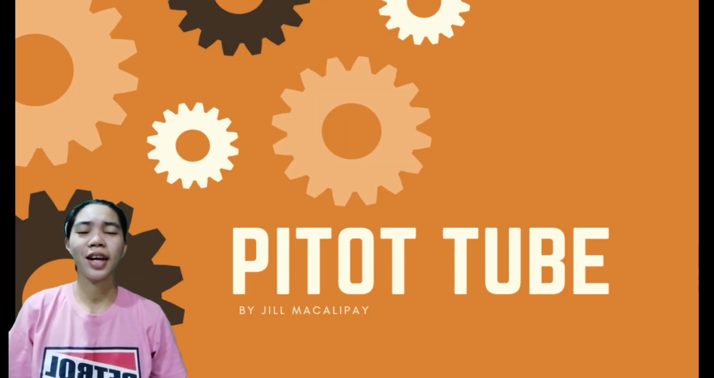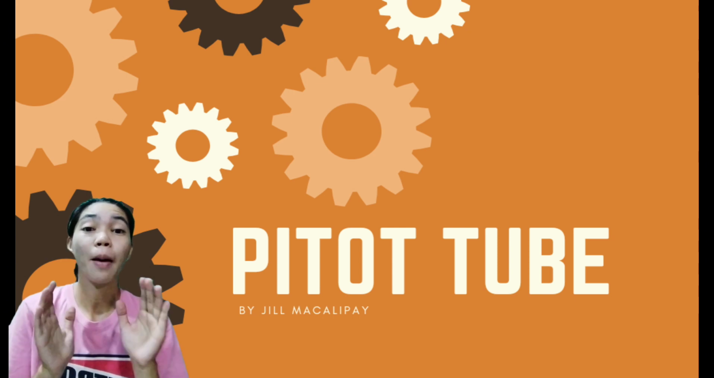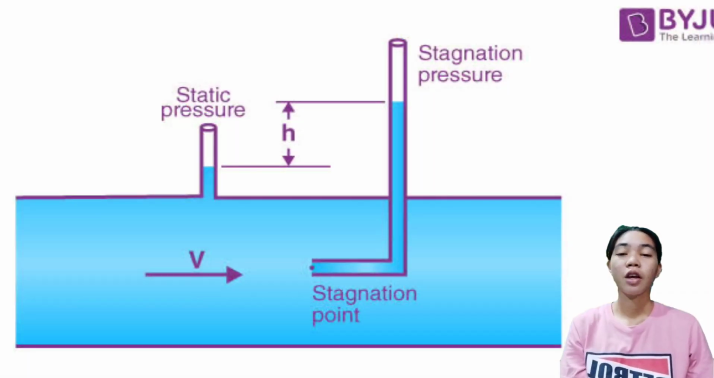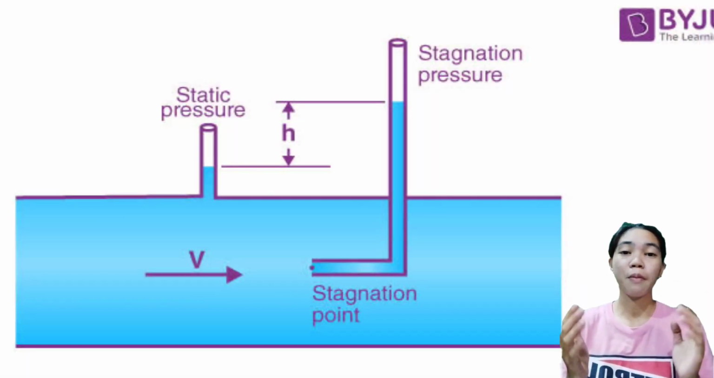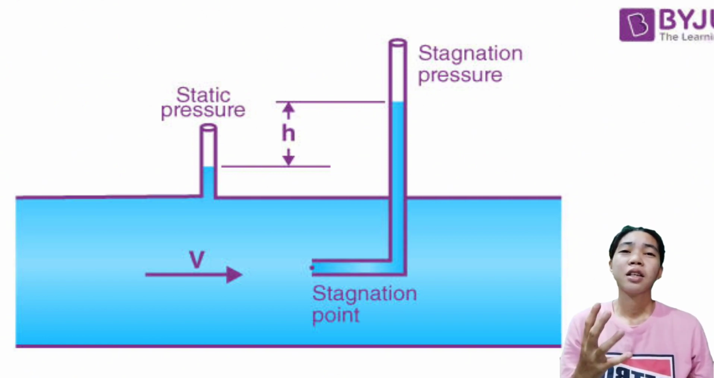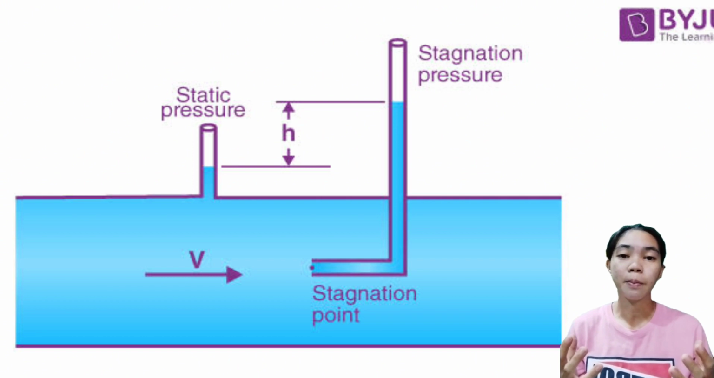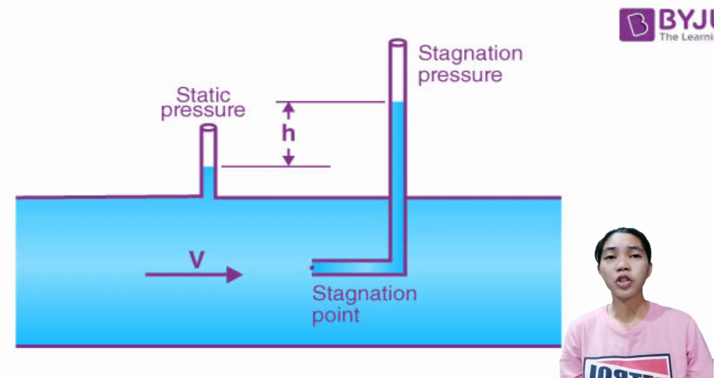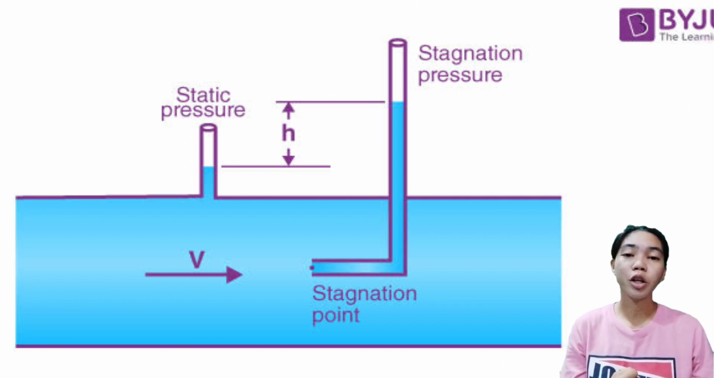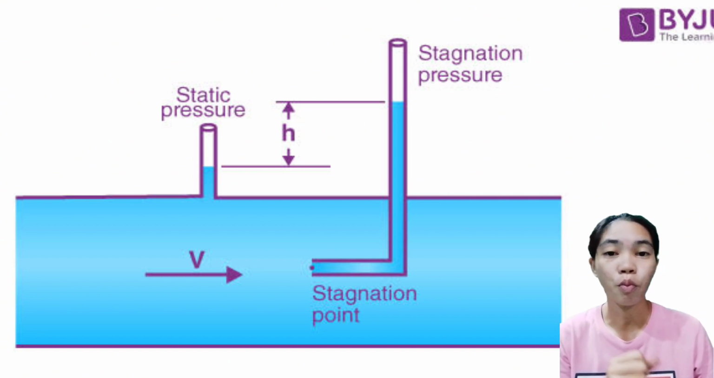Today, I am going to teach you what a Pitot tube is. A Pitot tube is a measuring device that measures the total pressure in a fluid system. This total pressure is the sum of the static pressure and the dynamic pressure.